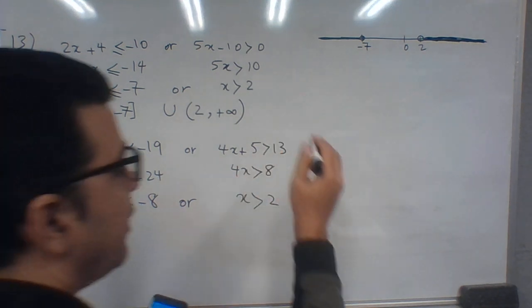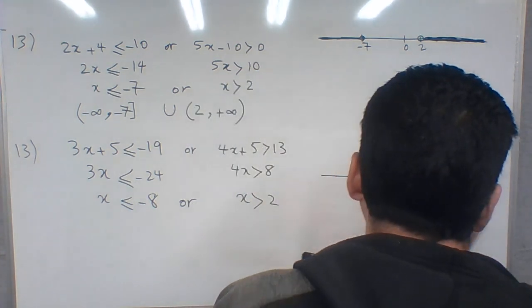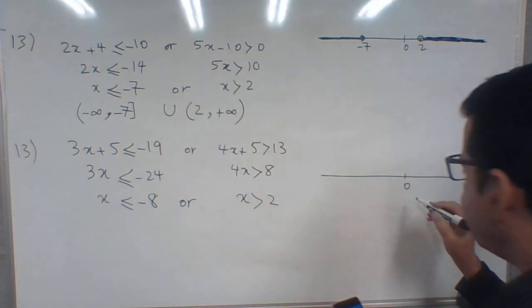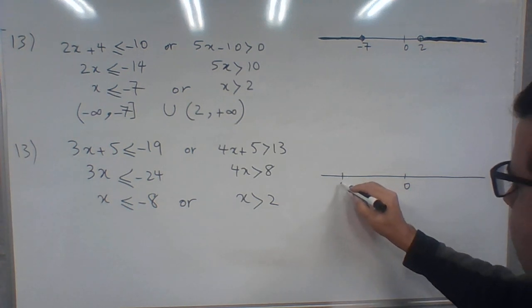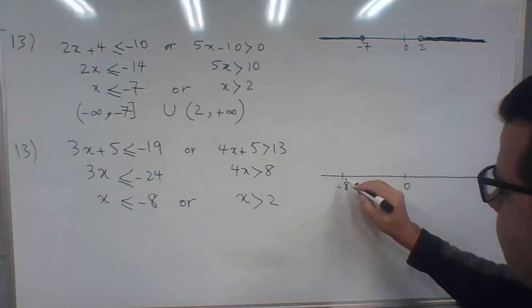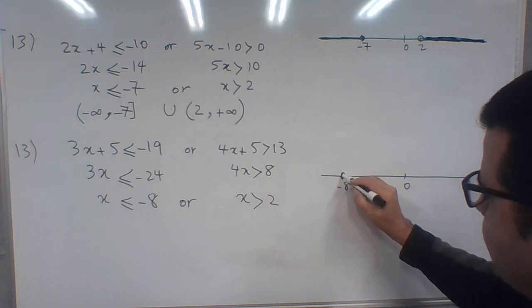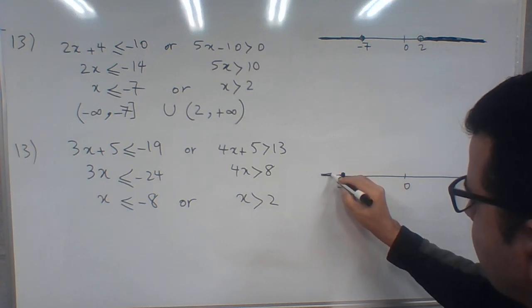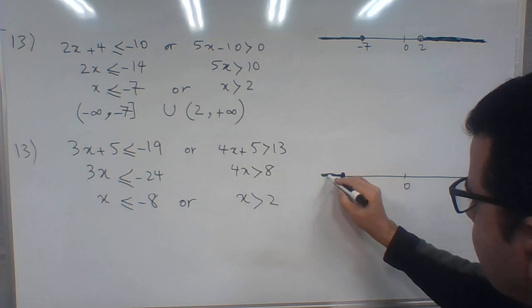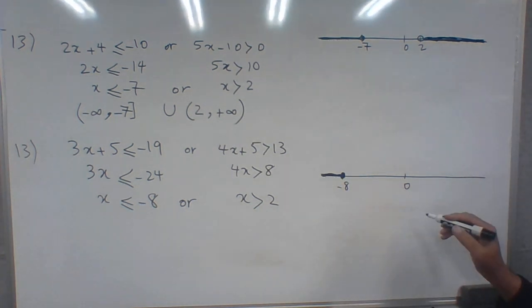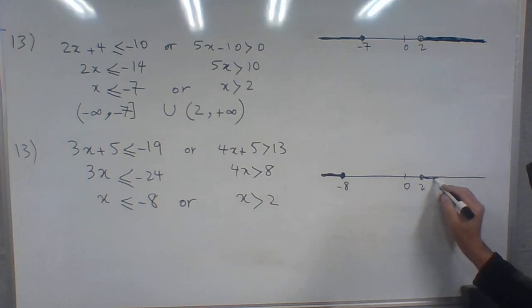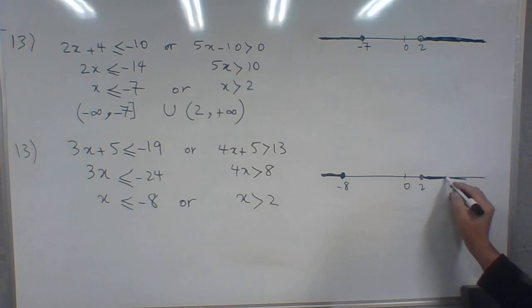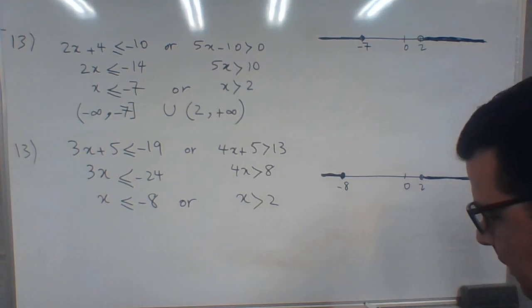Graph it. If this is the origin, and then we have x less than or equal to negative 8. This is negative 8, it can be equal, so it should be a full point. So this is for the first inequality. And then greater than 2. This can be 2, and this is not equal, so a hole. So this is the graph.